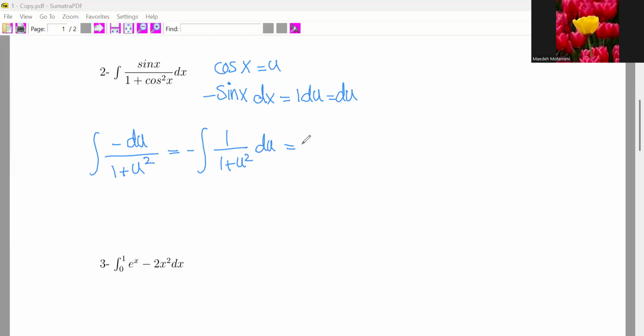I can find this one in the table, and the answer would be negative tan inverse of u plus c. And since u is cosine of x, we are going to write negative tan inverse of cosine of x plus c, and that would be the answer.